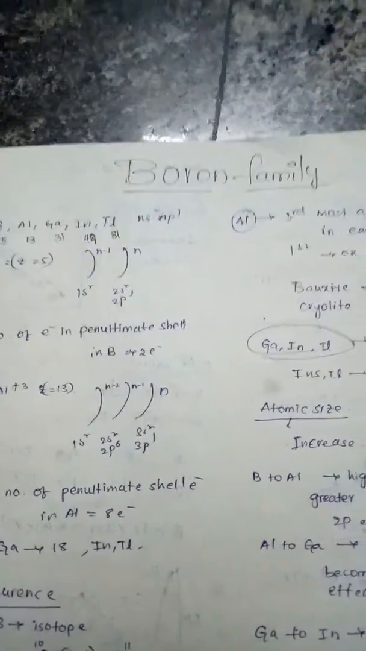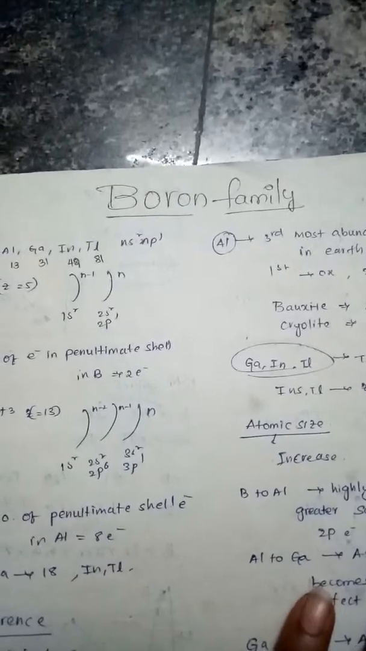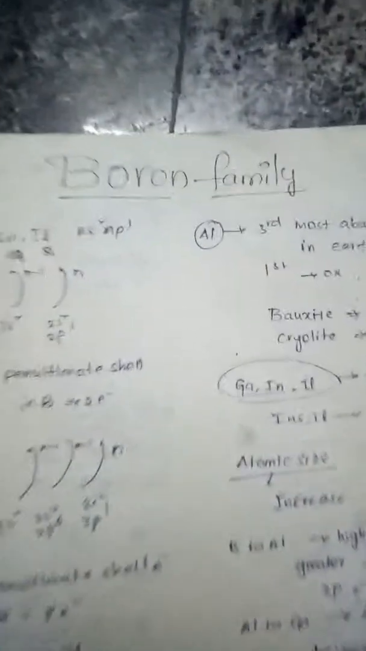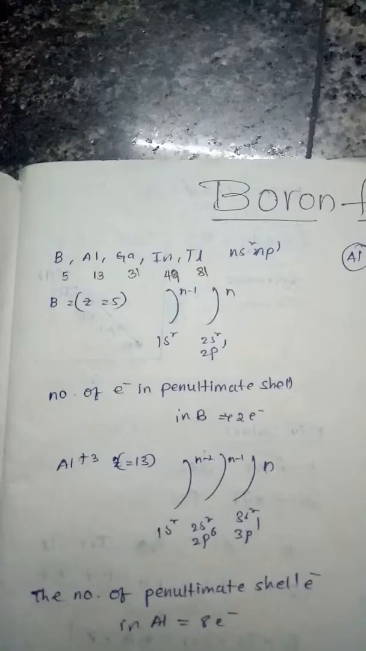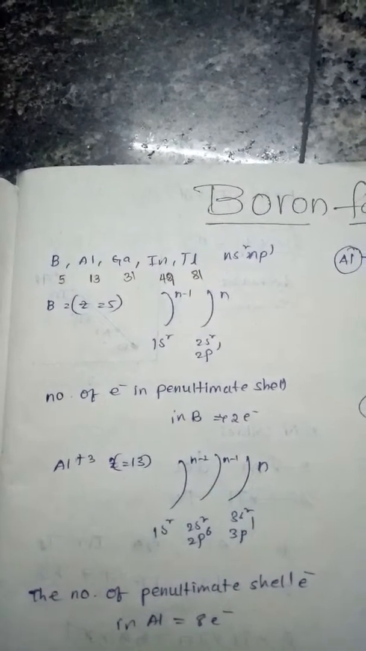Many of us are not interested in writing notes in our classroom. So I would like to give deep, descriptive notes about the Boron family now. Here we have the Boron family, and the elements in the Boron family are boron, aluminum, gallium, indium and thallium, and their atomic numbers are 5, 13, 31, 49 and 81.